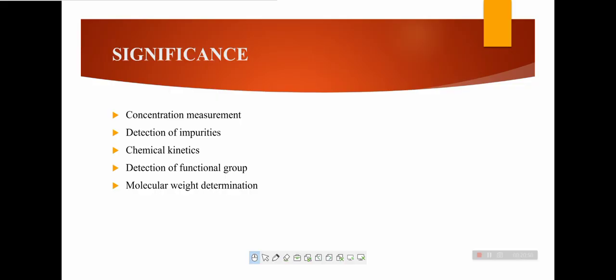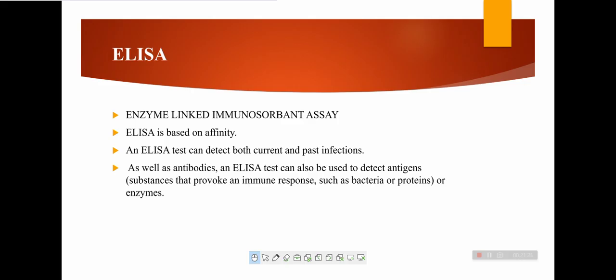Alright, hope this is clear now. Now talking about the significance of the spectrophotometer. Spectrophotometry is carried out for the measurement of the concentration of any kind of solute present in the solution. It is used to detect the impurities present in any kind of solution. It is also used in chemical kinetics. It is used to detect functional groups, and molecular weight determination is also carried out using spectrophotometry.